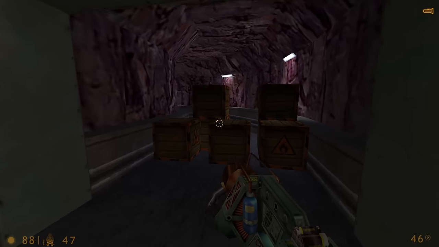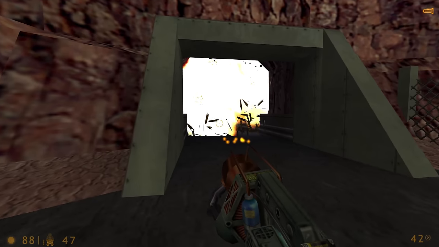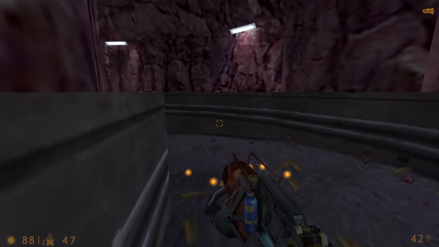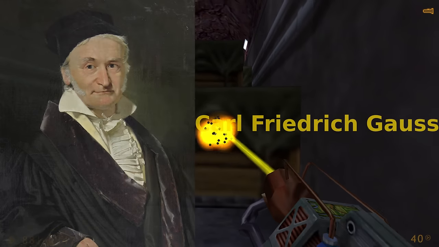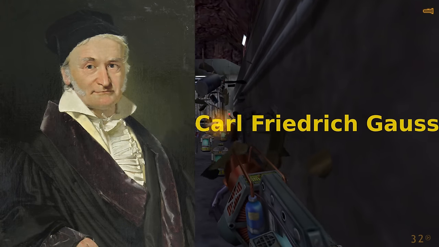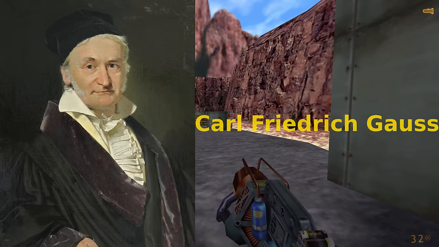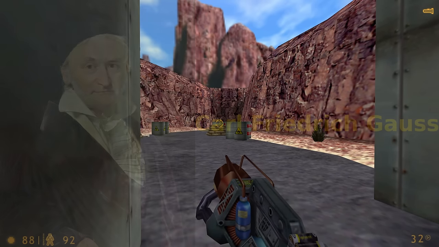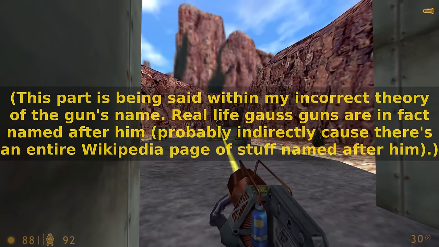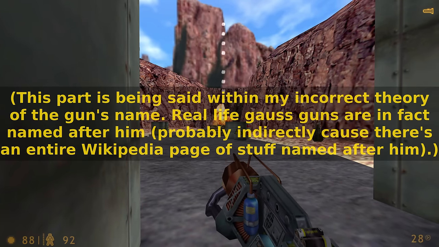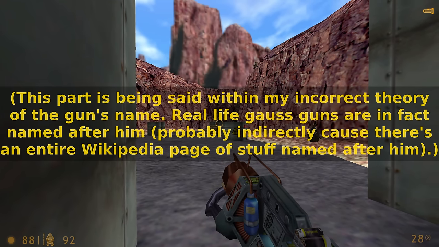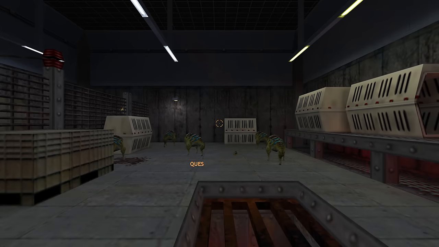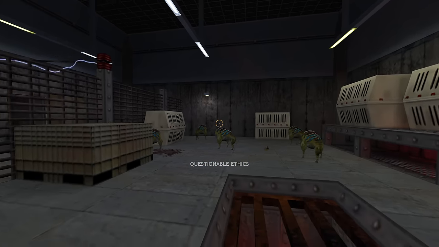If you're like me and didn't realize that a Gauss gun is an actual thing, then you probably concluded what I initially did. It's a directed energy weapon that was named after Carl Friedrich Gauss, a physicist who lived from 1777 to 1855. Presumably his work would have somehow been involved in the making of the Gauss gun, something which he himself might not have wished for. The weapon is first acquired in the chapter Questionable Ethics.